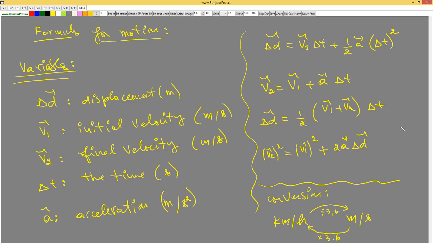So to turn it, I'm going to give you an example. If I have kilometers per hour and I want to go to meters per second, I have to divide by 3.6. If you want to do the contrary, you have meters per second and you go back to kilometers per hour, you have to multiply by 3.6.